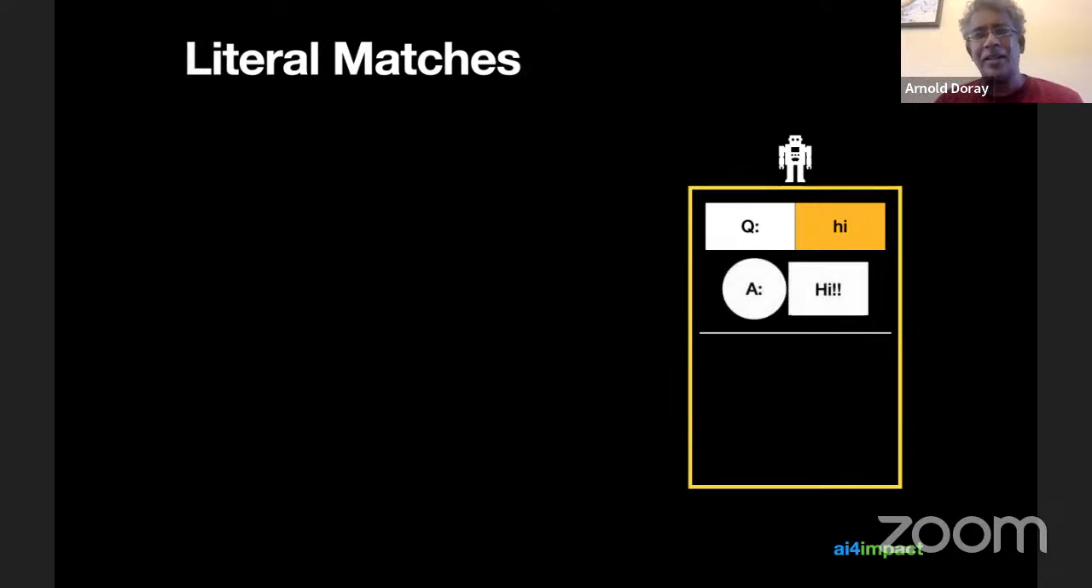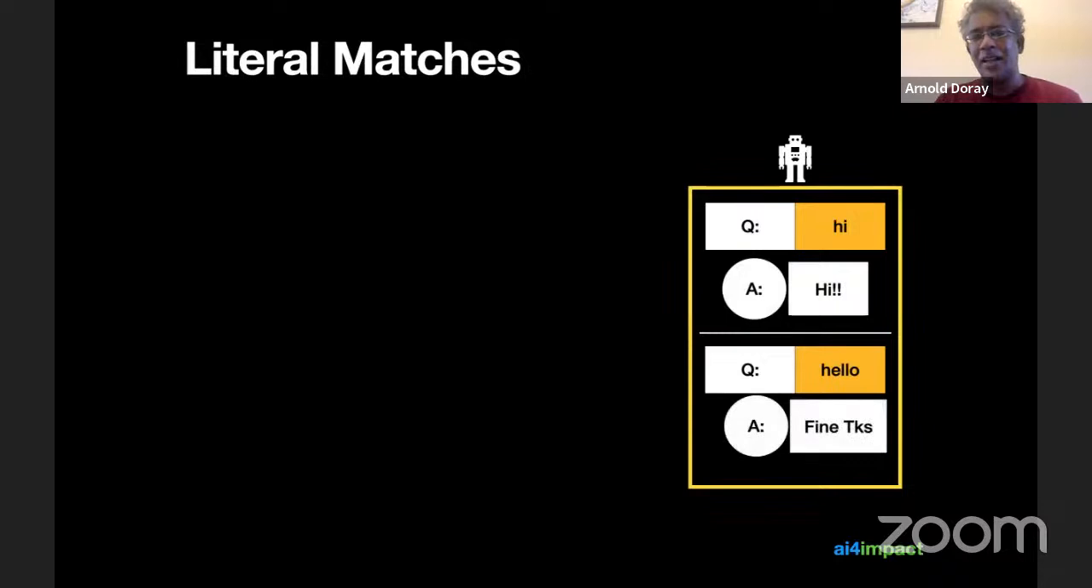If this rule matches, the chatbot's response would be hi. And the second rule is the word hello. So this is the literal word hello. It's not a type. It's not a class. It's not a reference. It's just the word hello. And if that matches the user's input, then your bot will say fine, thanks.